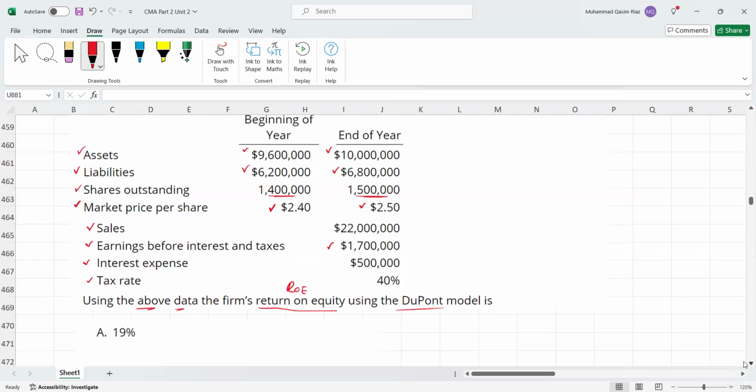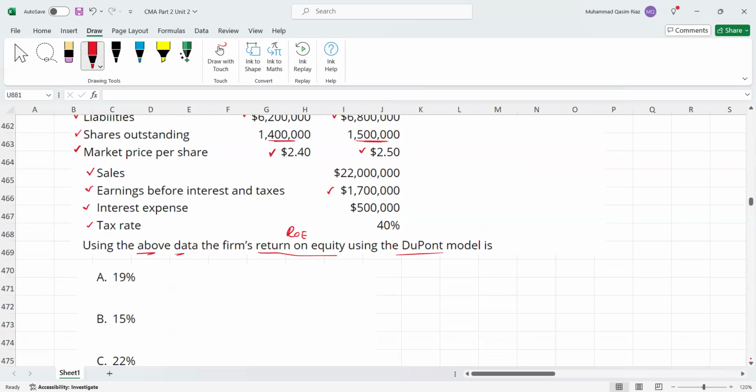So guys, I'm just going to write it here. Formula for return on equity. Okay. So let's write the formula. So the complete formula for the DuPont model, guys, is: return on equity equals net profit margin ratio multiplied by asset turnover ratio and multiplied by equity multiplier. Okay. So if you write the other components, net profit margin, how do you calculate? So return on equity.